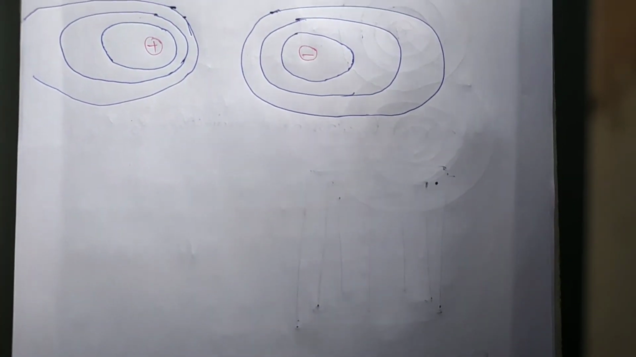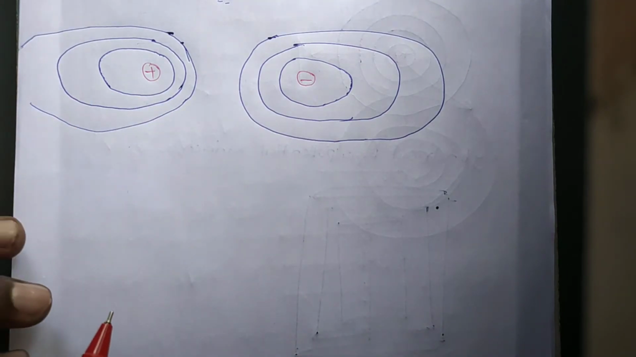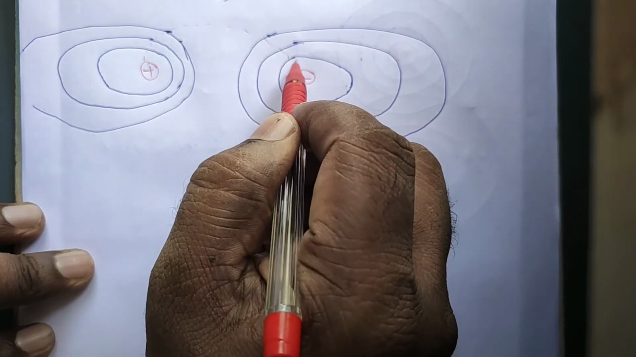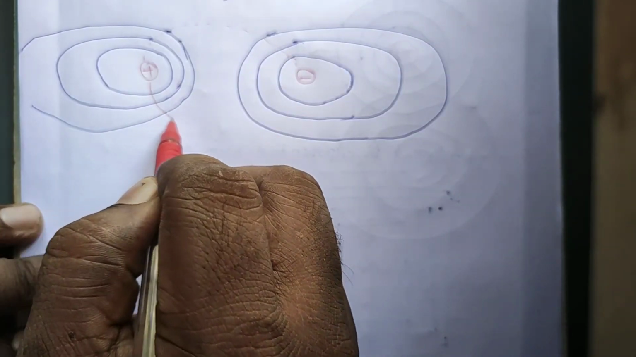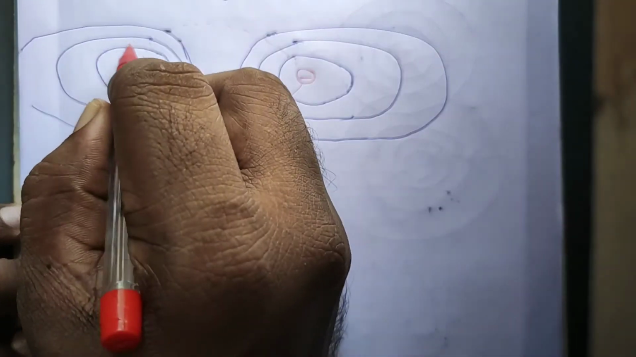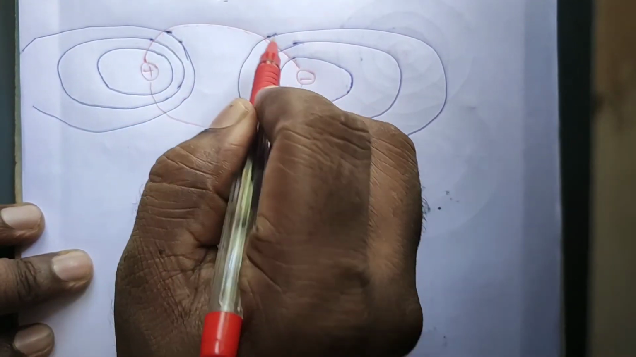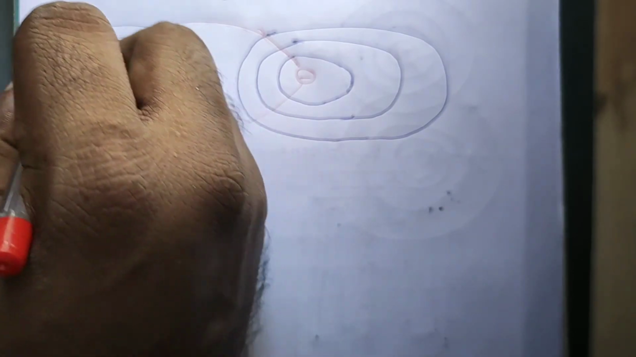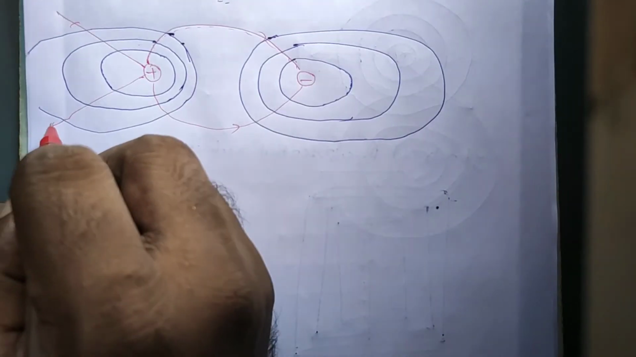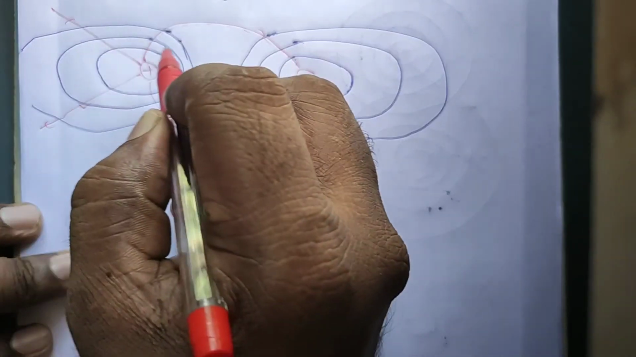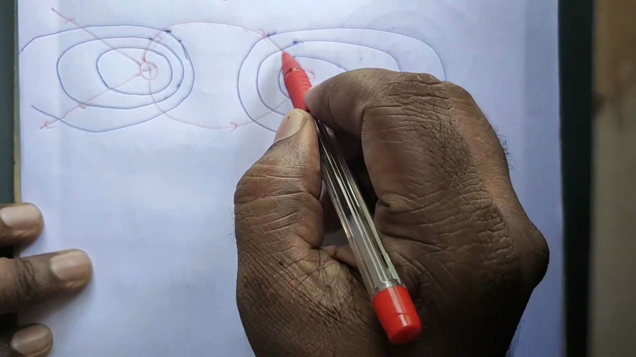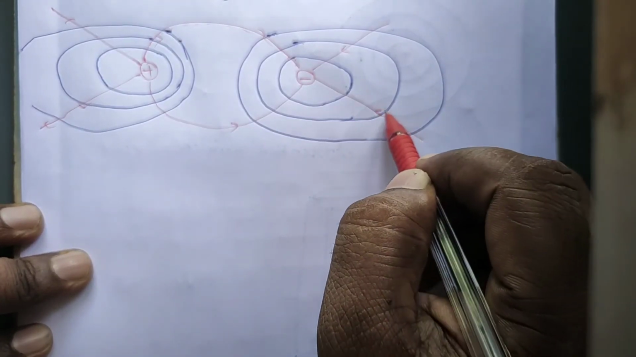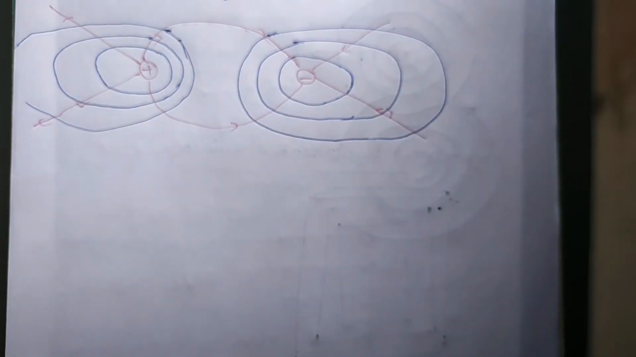Here, what is the electric field? Electric field, you can see that it becomes like this. Okay, starting from the positive charge and ending at the negative charge like this. Or here it will be like this. Here at all the points, the angle between them is 90 degrees. Here also you can see that at all the points, the angle between them is 90 degrees.